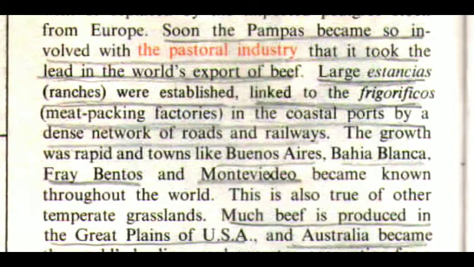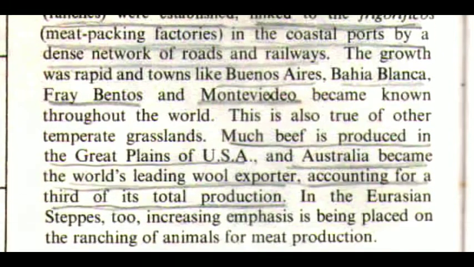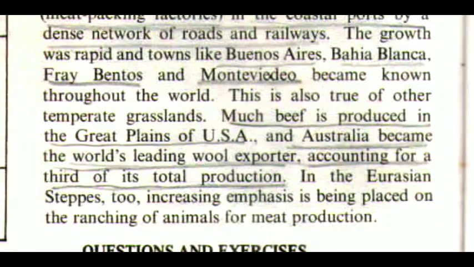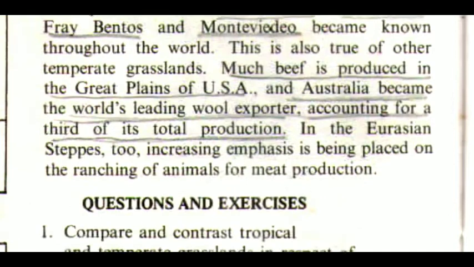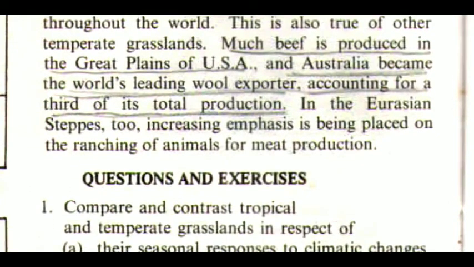The growth was rapid, and towns like Buenos Aires, Bahia Blanca, Fray Bentos, and Montevideo became known throughout the world. This is also true of other temperate grasslands. Much beef is produced in the Great Plains of USA, and Australia became the world's leading wool exporter, accounting for a third of its total production. In the Eurasian steppes, too, increasing emphasis is being placed on the ranching of animals for meat production.